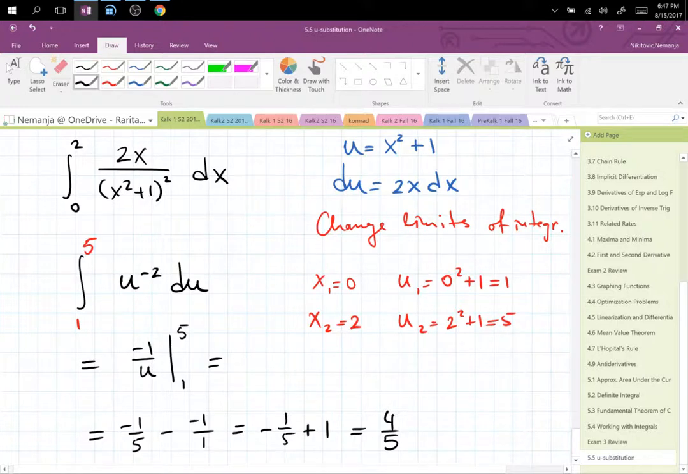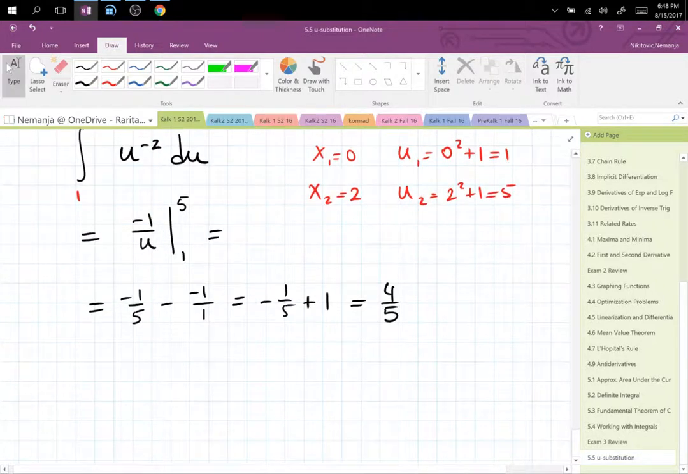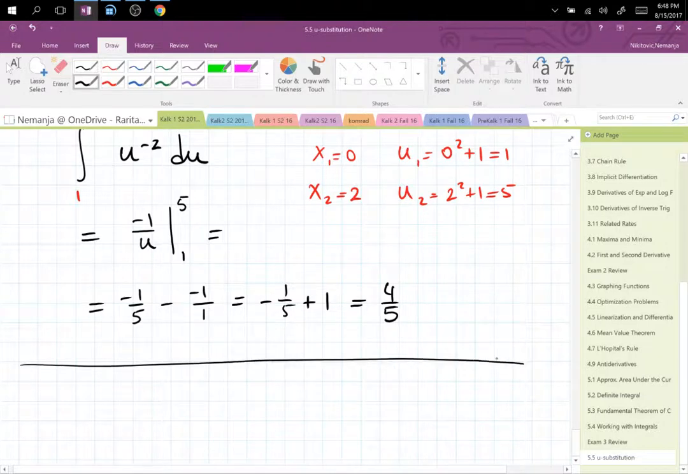The entire procedure here was identical to what we did yesterday. We added whatever is in red, which is the change of limits from the x domain to the u domain. Once you do that, you are able to solve it quickly. Let's see another example of this.